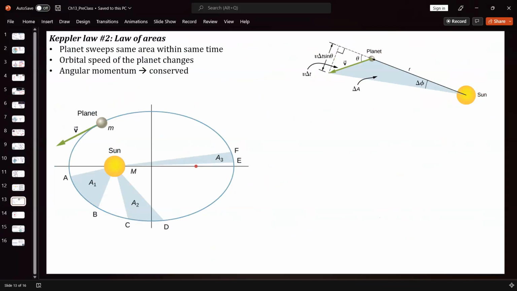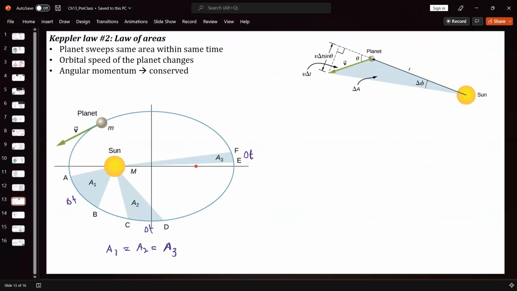Law number 2 states that when a satellite orbits, it sweeps out the same cross-section area within the same time period. So A to B, let's consider a delta t time period, and then C to D consider a delta t time period, then E to F consider a delta t time period. Within the same time period, all of these cross-section areas A1, A2, and A3 are the same.